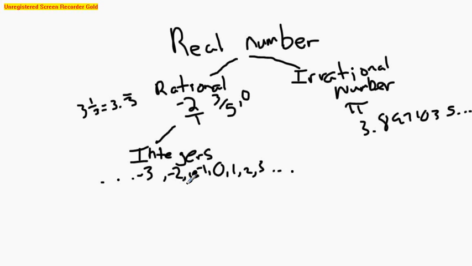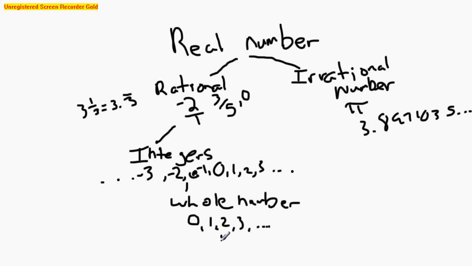Okay? And then from integers, we take a subgroup of these and we call them the whole numbers. Okay? And whole numbers are always positive. So a whole number includes 0. And then it's just 1, 2, 3, and these go on forever, right? Basically it's just not negative integers. All the positive integers is the way to think of a whole number.